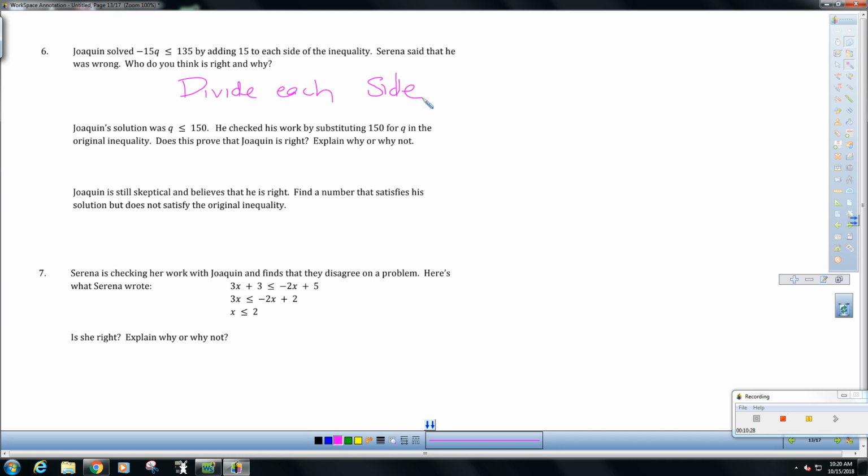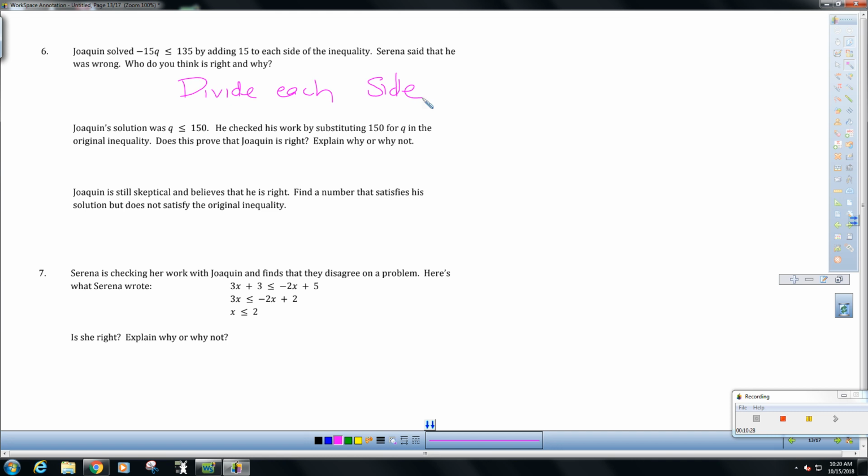So, when Joaquin checked his work, he put 150 in for the Q in the original inequality. Well, that worked, but that doesn't mean that he was correct. It does not prove that he is correct. You'll learn in geometry it is a lot more difficult to prove that something is correct than it is to prove that something is incorrect. All you need to do to prove that something is incorrect is one counterexample. Whereas to prove something is correct takes a lot more work, and you'll get to that as you get older in math, okay?